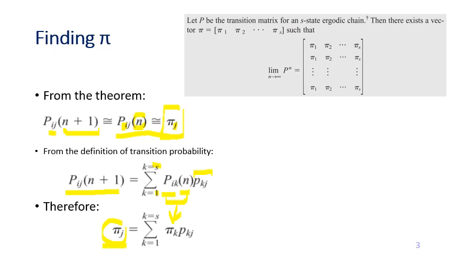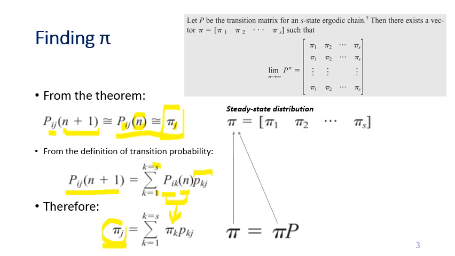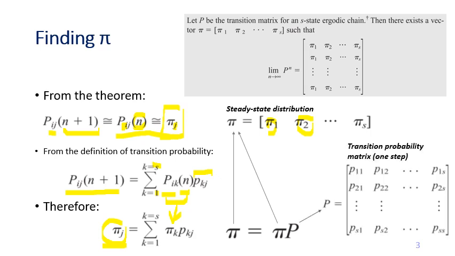If you want to compute the entire steady state probability for all states, you can use this formula, in which pi is a vector and P is a matrix. So pi is the steady state distribution vector. It is a row vector, and each element is the steady state probability for state 1, state 2, up to state s. And then P is the transition probability matrix, or one-step transition probability. So if you multiply this pi times P, you will obtain pi.